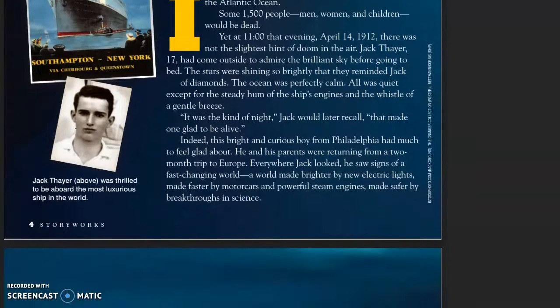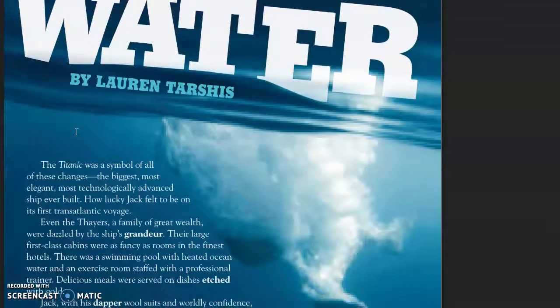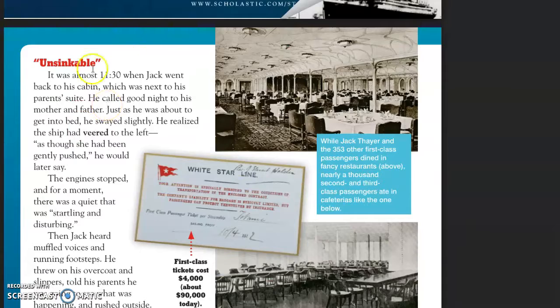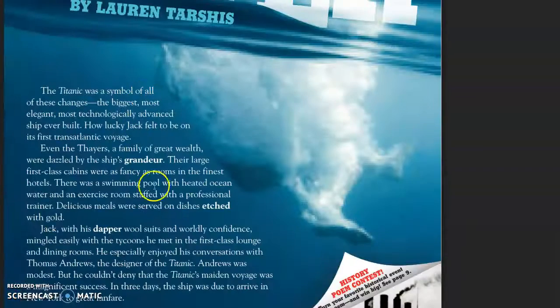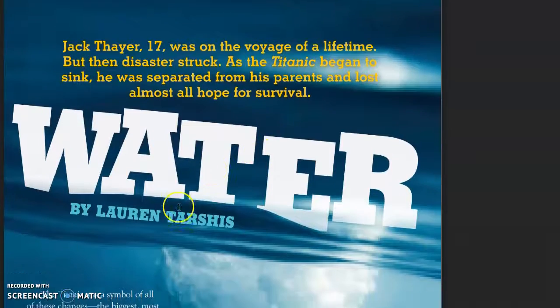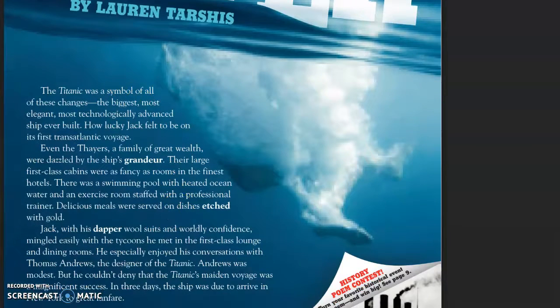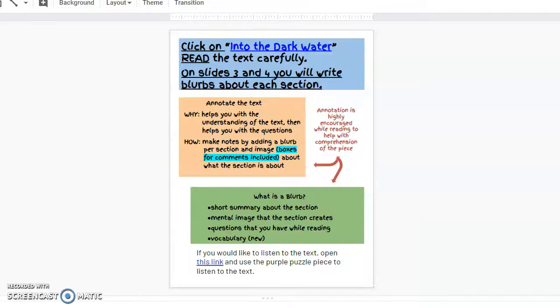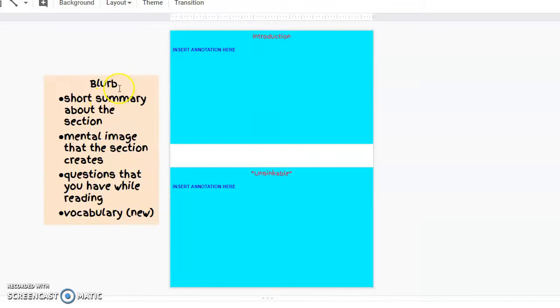Remember, nonfiction articles have subheadings. Like here's a subheading here, unsinkable. Everything above that subheading, because we don't have a subheading to start, is the introduction. So you're going to read the introduction, and then you can come back over to your Google Slides, and you're going to write a blurb about the introduction.